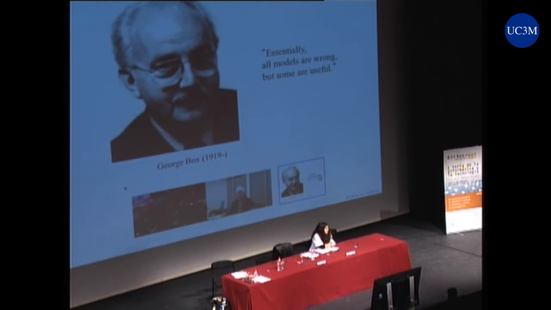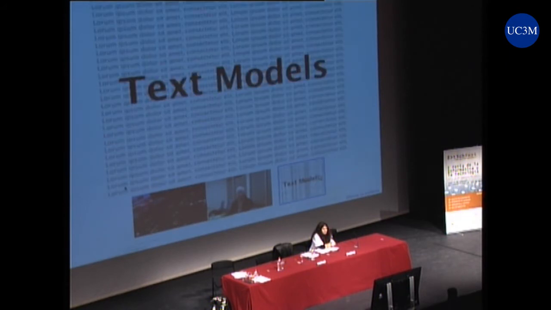So I'm going to look at two classes of models. We're going to look at texts and images. These are the types of data that people like Google have access to, and have been able to build models by having lots of data.